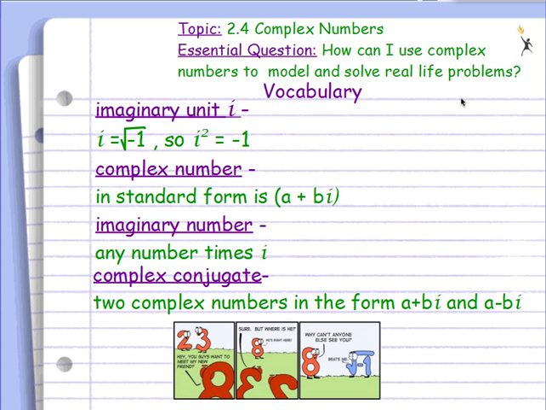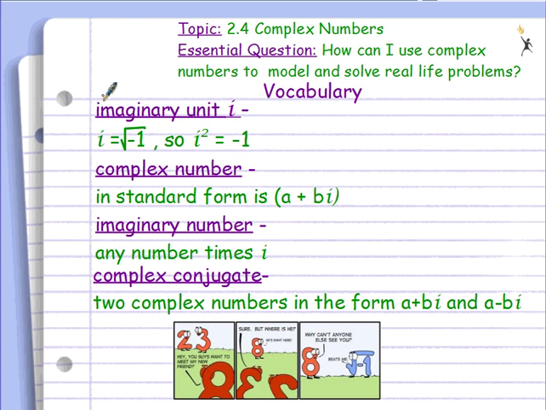Alright, what we're going to do today is talk about complex numbers. Complex numbers, guys, are obviously numbers that are a little bit more complex. They're used a lot in electrical engineering. So for any of you who want to be electrical engineers, it's a nice little warm up to what you're going to get into in college.